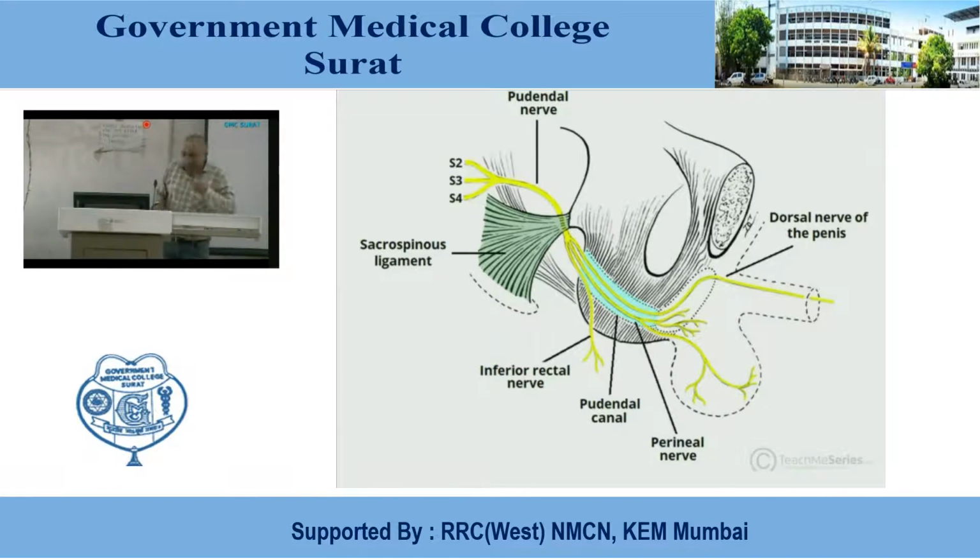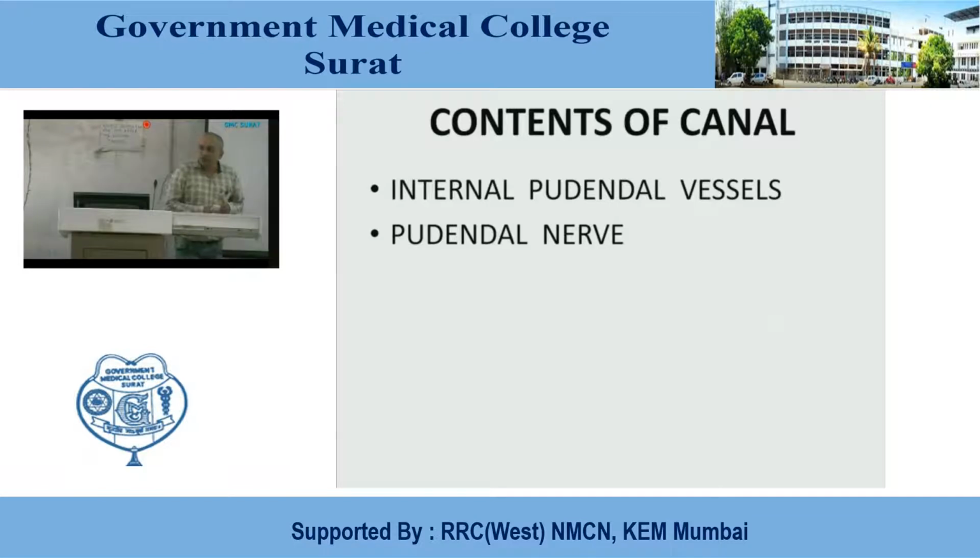Now, what are the contents of the canal? One content I have just told, it's the pudendal nerve. This is the enumeration of the contents of the canal. The chief neurovascular bundle is located within the pudendal canal. So the chief nerve of the perineum is the pudendal nerve, and the vessels are the internal pudendal vessels. So both are located within the pudendal canal. Here you can see a nerve.